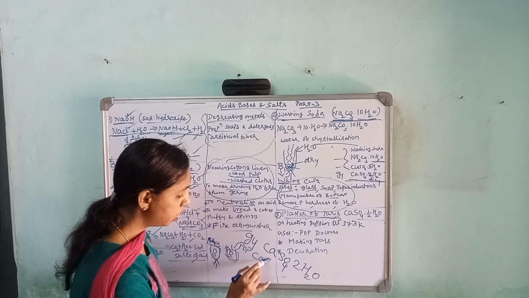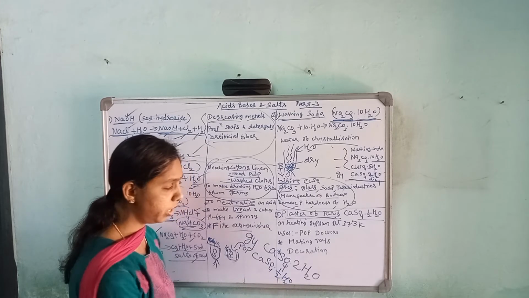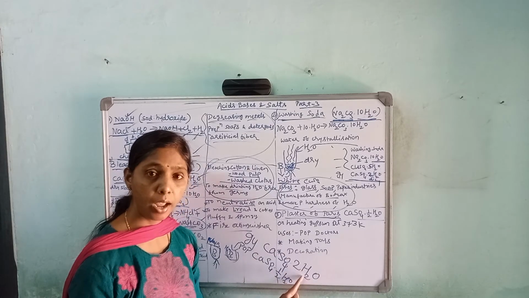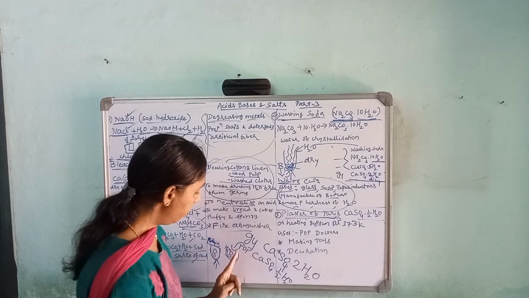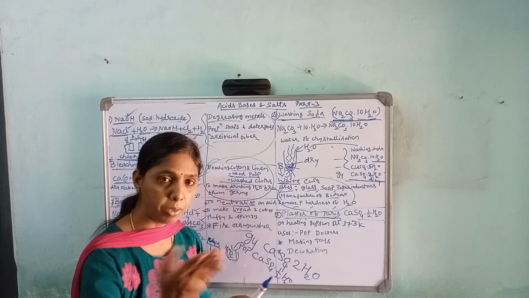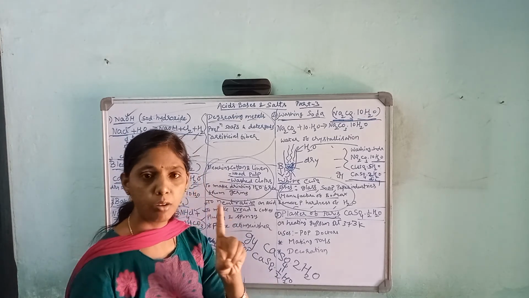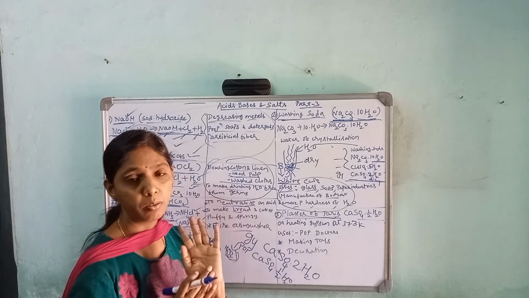That formula is CaSO4 half H2O. What is this half H2O? Let us see. This is called calcium sulfate dihydrate. Di means 2 molecules of water are there. But plaster of Paris is calcium sulfate hemihydrate. Hemi means half. Hemihydrate means 1 calcium sulfate formula contains half a molecule of water.